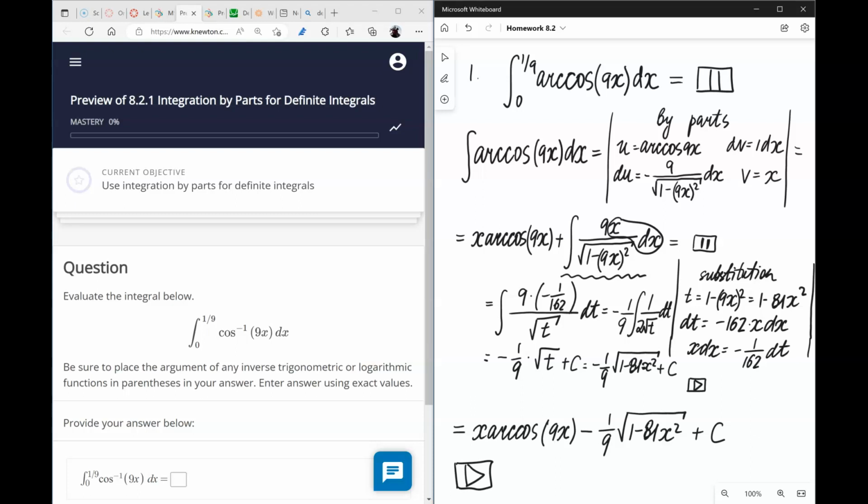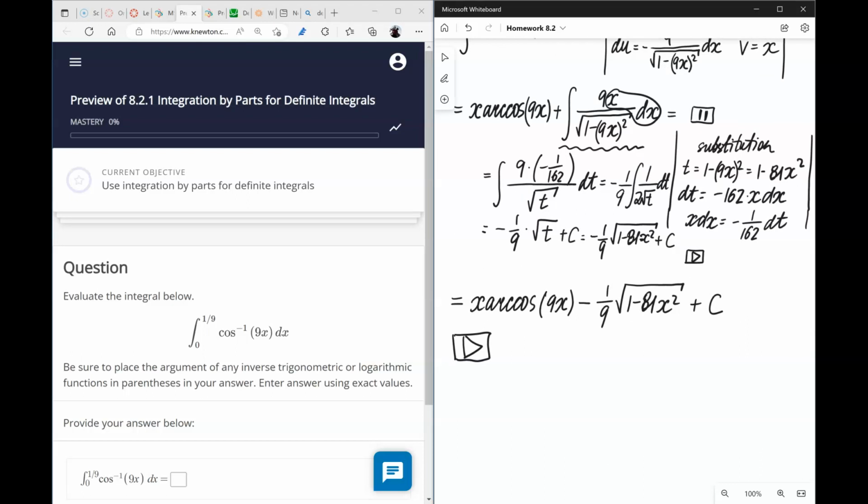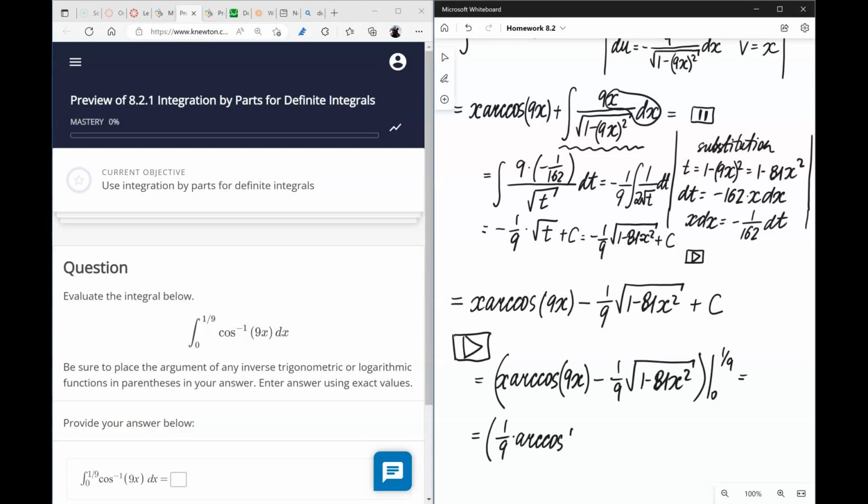So this is a play button, and we're going to continue by applying the fundamental theorem of calculus. So now we have x arc cosine of 9x minus 1/9 square root of 1 minus 81x squared, and all that evaluated between 0 and 1/9. So we're plugging in 1/9, so we have 1/9 arc cosine. 9 times 1/9 is just 1.